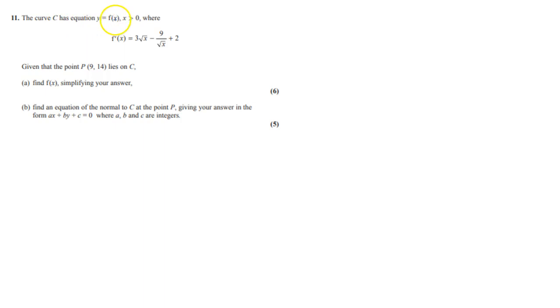The curve C has equation y is equal to f of x, where x is a positive number, and the derivative of that equation is 3 root x minus 9 over root x plus 2. Find f of x. It passes through 9, 14. f dash x is equal to 3 root x minus 9 over root x plus 2. Because we have to find the function, we write in terms of powers: 3 x to the power half minus 9 x to the power minus half plus 2. So we have to integrate it.